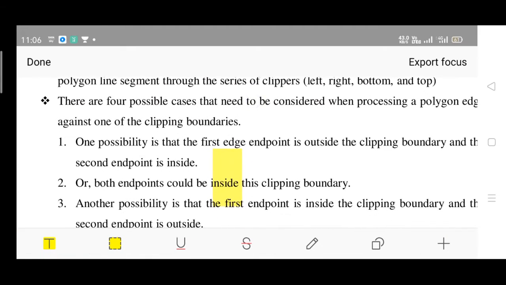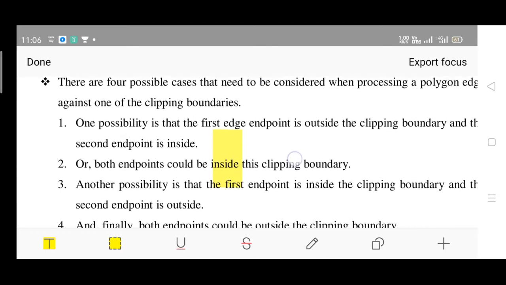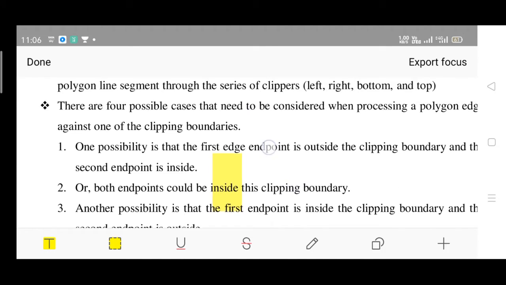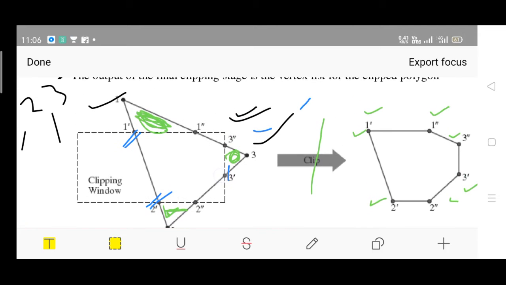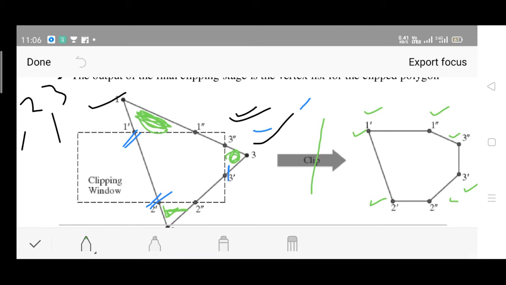Then both endpoints could be inside the clipping boundary. This is also one of the possibilities, both endpoints could be inside. So instead of 1 and 3, we can consider 2 endpoints, 1 as well as 3, whereas 2 can be kept outside, right? This is also a kind of triangle, only the particular portion should be clipped off. These things will remain inside only, isn't it? Fine.